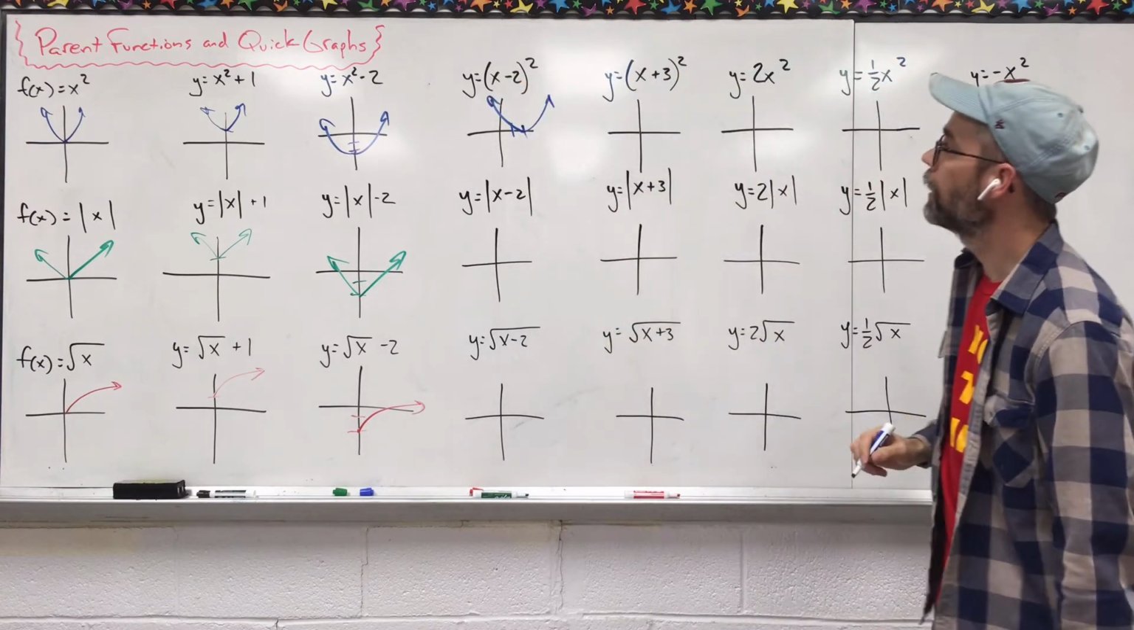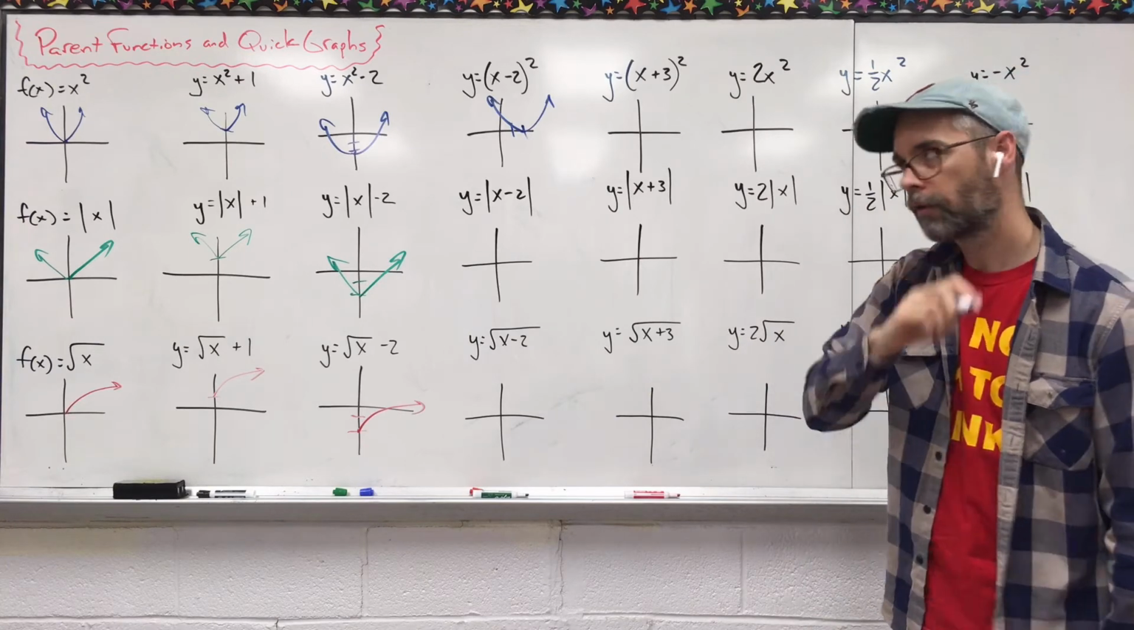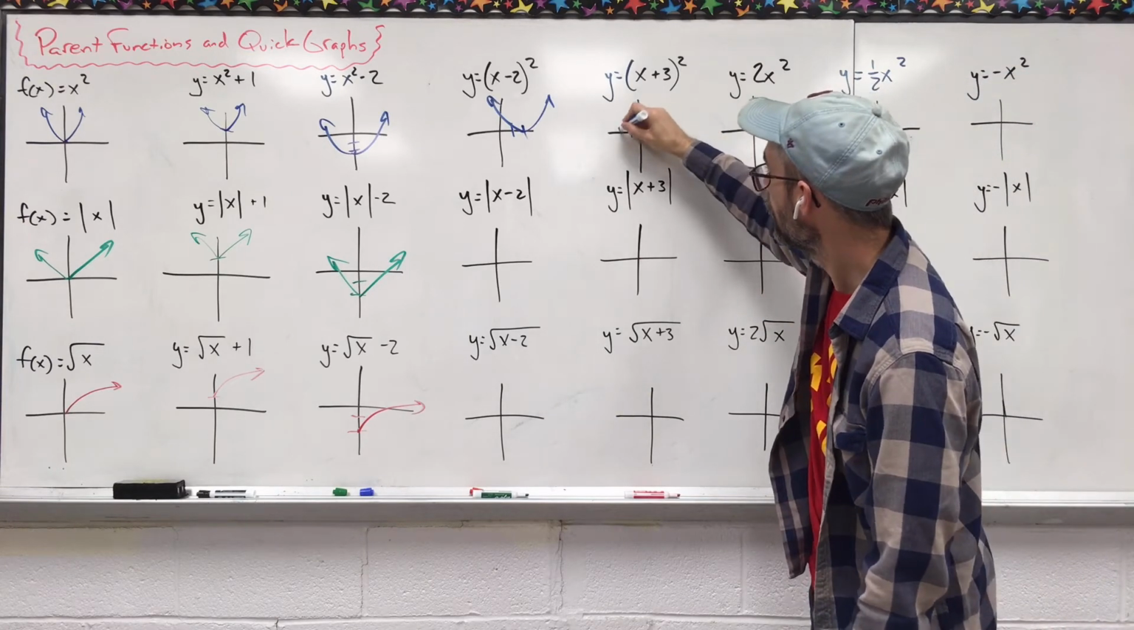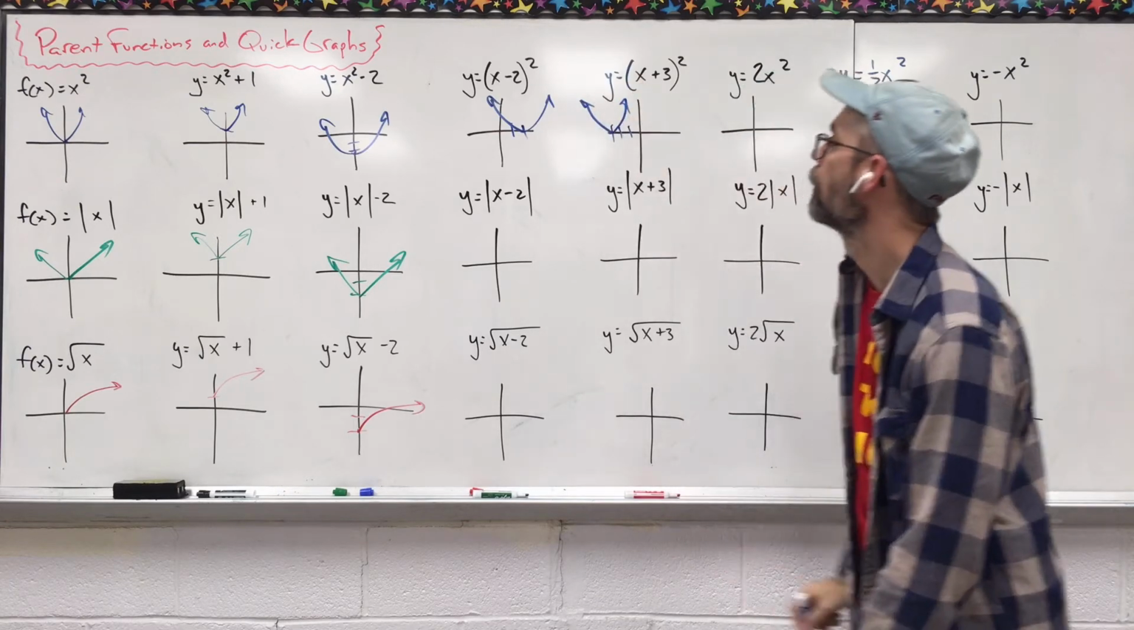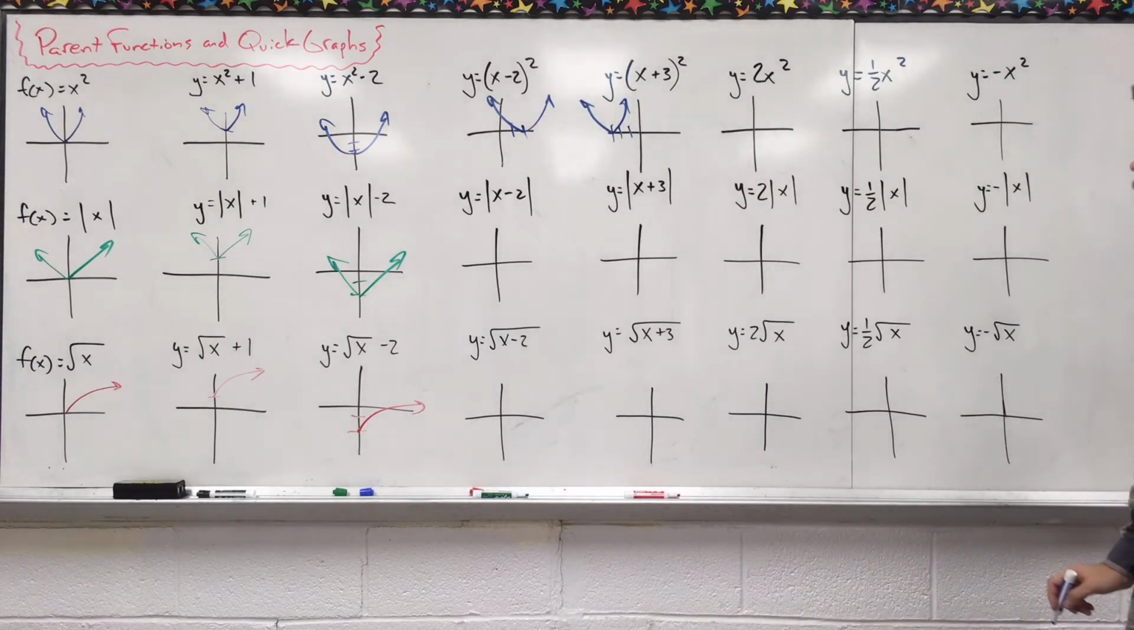You take that 3, set it equal to 0, subtract 3 from both sides, x equals -3. That's where we're starting. It shifts our graph to the left this time.